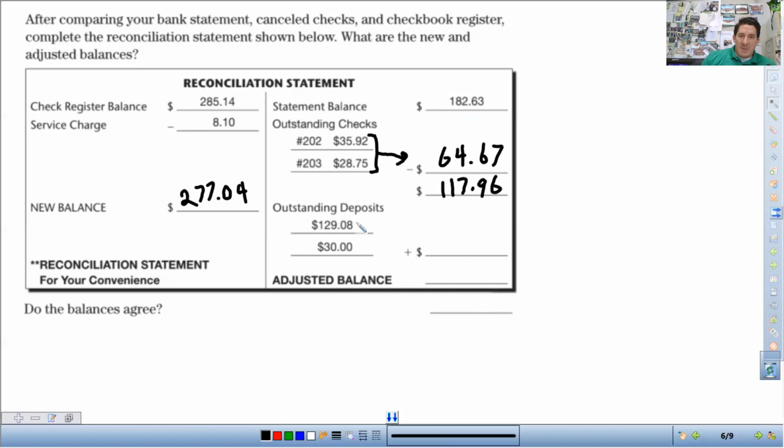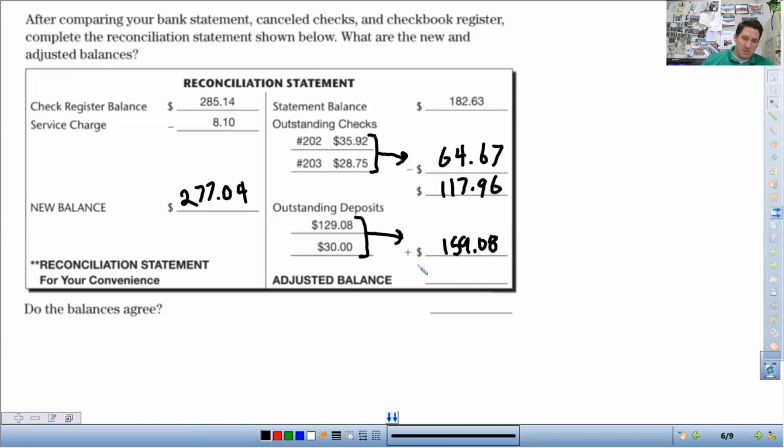All right, outstanding deposits. So you want to add these, and that's going to go on this line. So 129.08 plus $30, that comes out to 159.08. And then we add these to the new adjusted balance, so 117.96 minus 159.08.